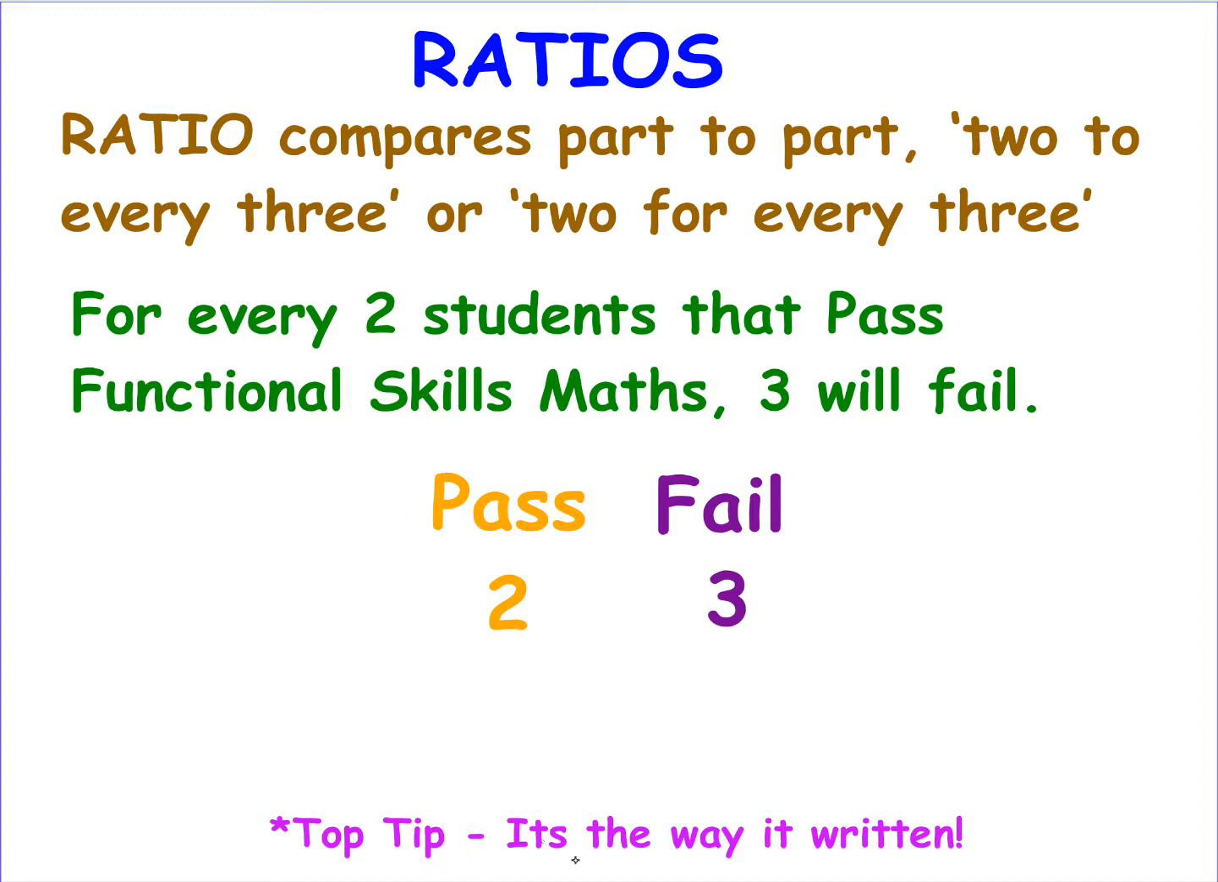Now, the top tip at the bottom says, whichever way it's written, that's the way you write this strap line. So for every 2 students that pass, so pass is 2, then 3 will fail. Fail is 3. And you write it the way round that it's written.